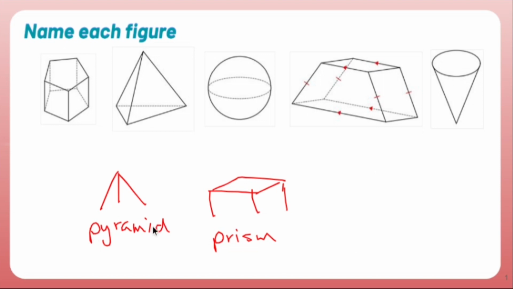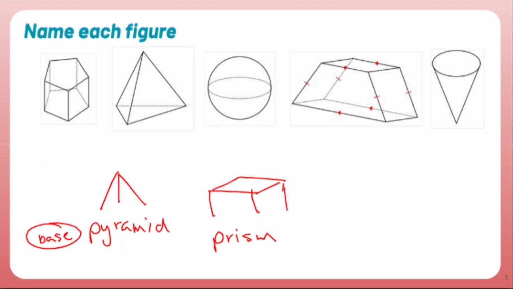Now, if it's a pyramid or a prism, you are going to name it by saying the name of the base and then pyramid, or the name of the base and then prism. So if it's an octagon turning into a pyramid, it's an octagonal pyramid. If it's a pentagon turning into a prism, it's a pentagonal prism. So we're going to name all 5 of these based off of that information.